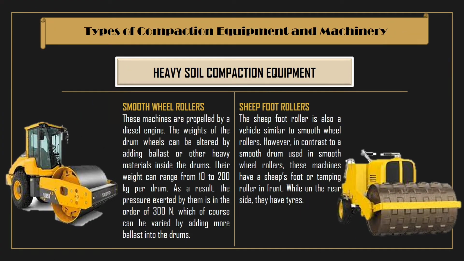The second category is heavy soil compaction equipment. The first one is smooth wheel rollers. These machines are propelled by a diesel engine. The weights of the drum wheels can be altered by adding ballast or other heavy materials inside the drums. The second one is sheep foot rollers. It is also a vehicle similar to smooth wheel rollers, but in contrast to the smooth drum used in smooth wheel rollers, this machine has a sheep's foot or tamping roller in front.